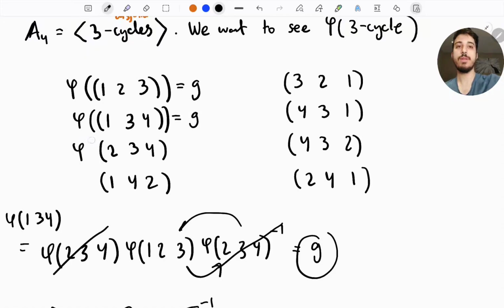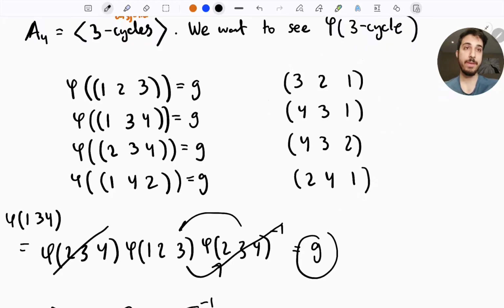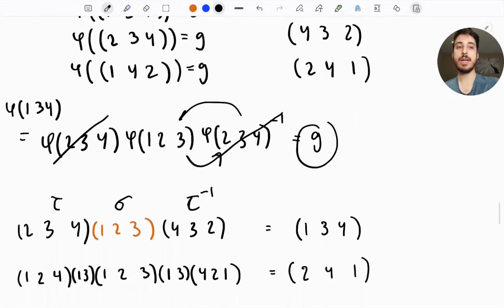And I can do the same for these 3-cycles. Now the question you might ask me is, what about these 3-cycles? What happens if I apply phi on those? And the answer I'll tell you here is that the problem with these is that we cannot go from 1 to 3 and 3 to 1 easily using conjugation. If we try to do that, what we get is this bad boy over here. We get that tau is this permutation, and tau inverse is this permutation.